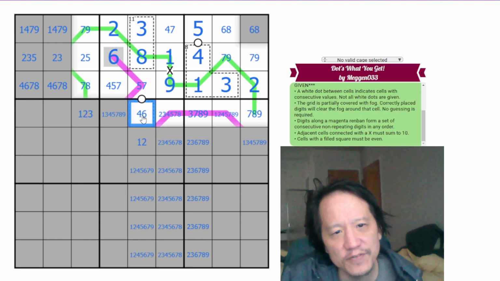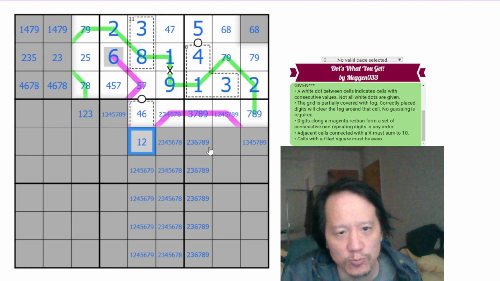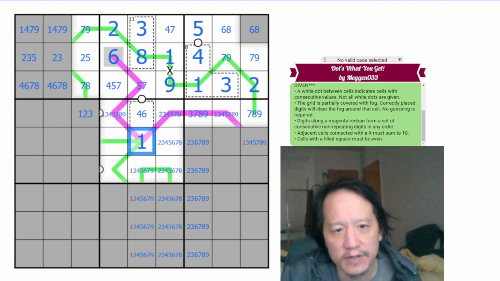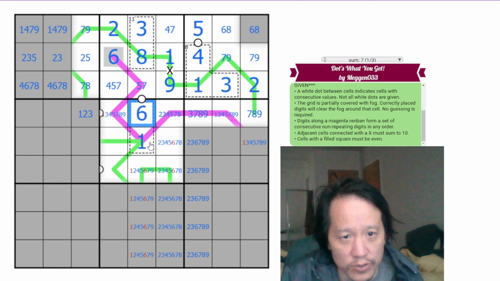Because if this was 4 and this is 2, there would have to be a black dot in between them, but there can't be. So if this is 4, this has to be 1. If this is 6, it has to be 1, so this has to be 1, period. Okay, and now we know this is 6 and 1.